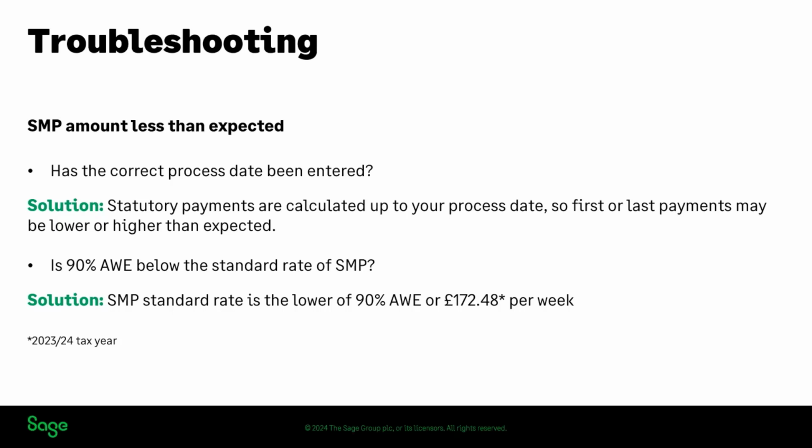The other reason it might be lower than expected when it comes to the standard rate of SMP is if 90% of average weekly earnings was below the standard rate. So in that scenario, it remains at 90% of average weekly earnings. It doesn't go up to the higher amount.